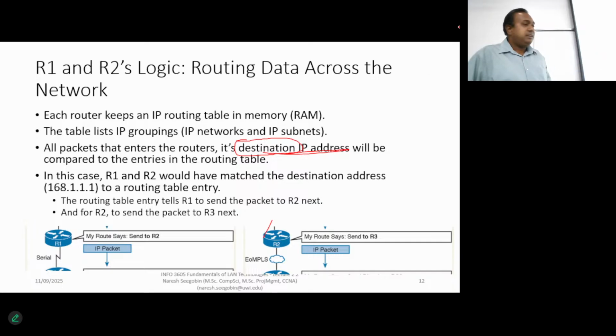Right, compare the entry in the routing table. In this case, R1 and R2 will have matched the destination address. Now, we are not seeing the routing table, but we'll see that in some of the slides. When I do the labs, we can actually do show ip route, and you'll see what the routing table looks like. We'll have matched the destination address.